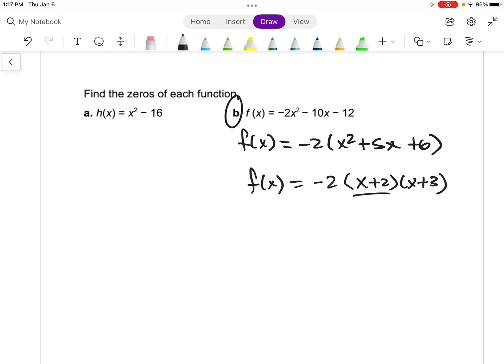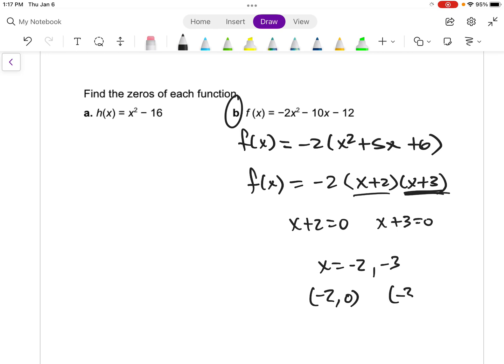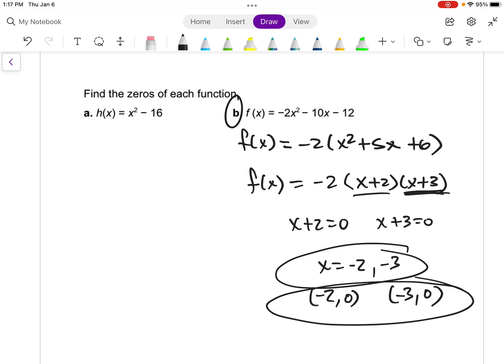But these factors are what give me the x-intercepts or the zeros. So all I'm doing is asking, what makes x plus 2 equal to 0? That'd be -2. What makes x plus 3 equal to 0? That would be -3. The only difference is if I ask you to find the x-intercepts, you would say the x-intercepts are the points (-2, 0) and (-3, 0). Those would be the x-intercepts, and those are the zeros. So the zeros are just the x value that you plug in to get 0 back out.